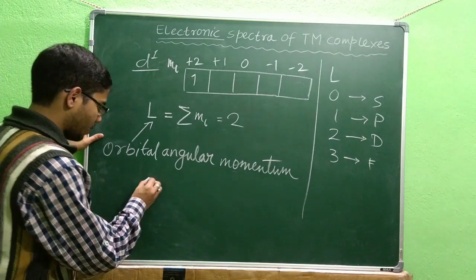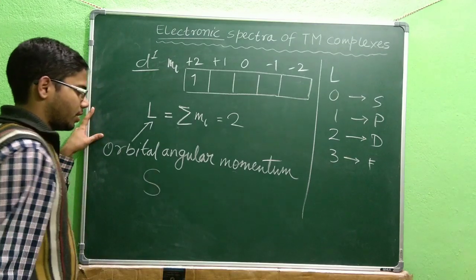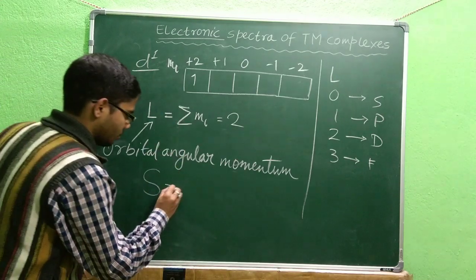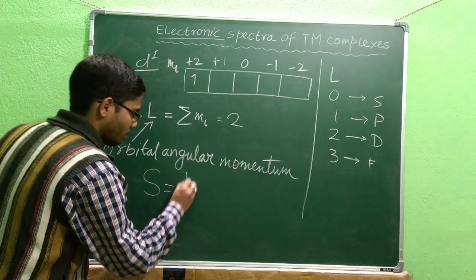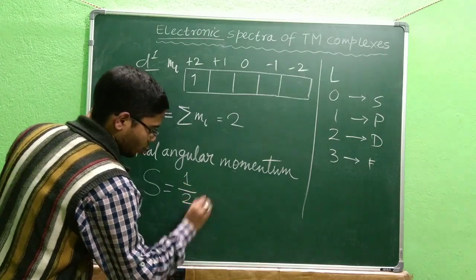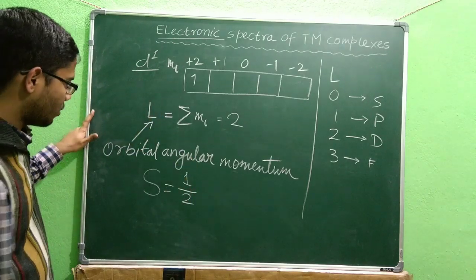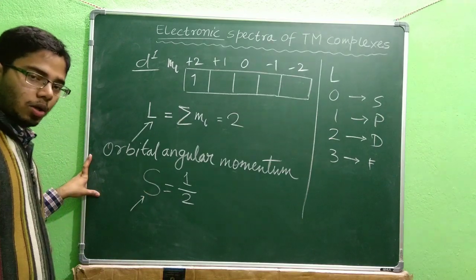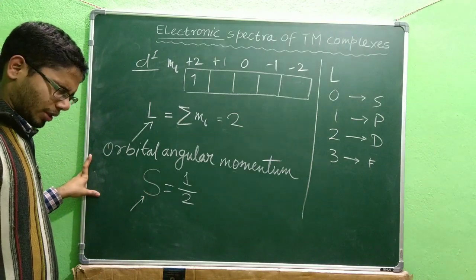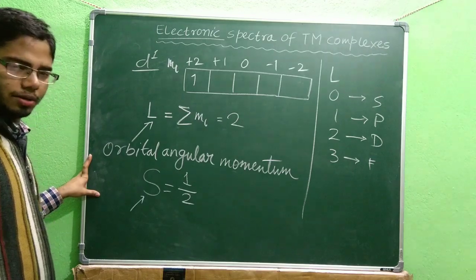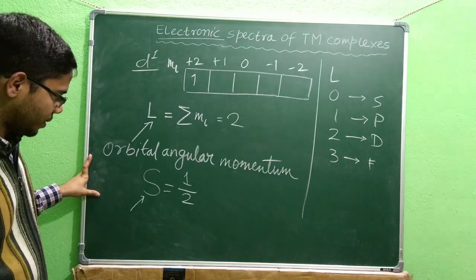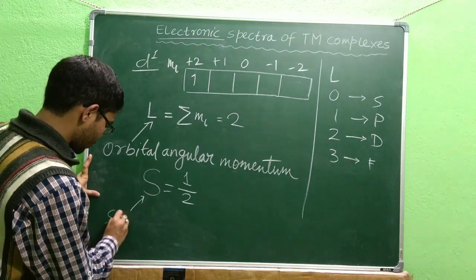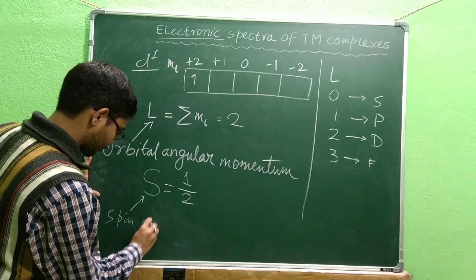Spin angular momentum is basically how many unpaired electrons there are. With one unpaired electron, your S is equal to 1/2. So that is your spin angular momentum. When they couple, you get LS coupling, which we often call Russell-Saunders coupling, the RS coupling scheme.